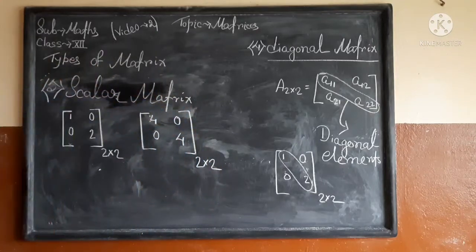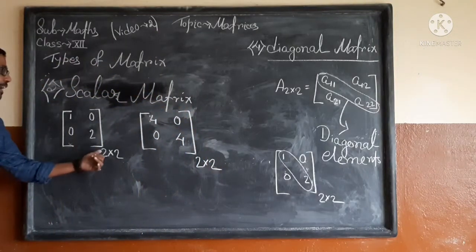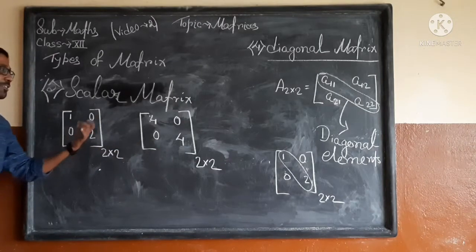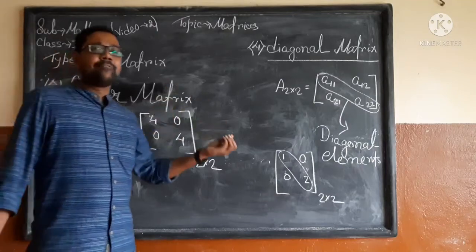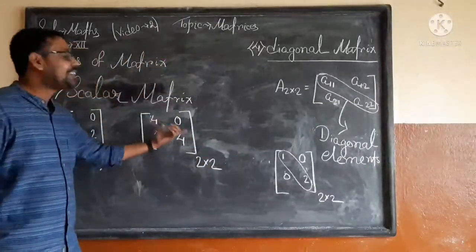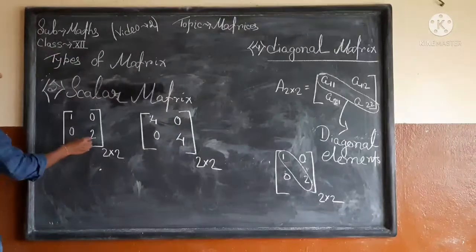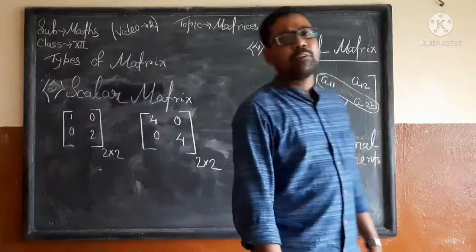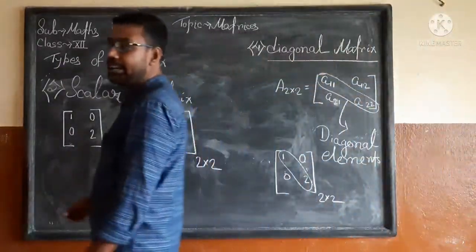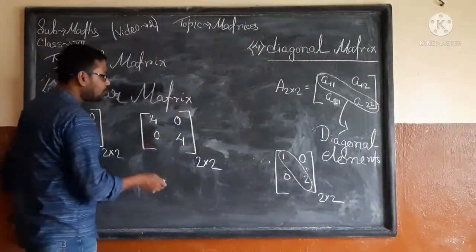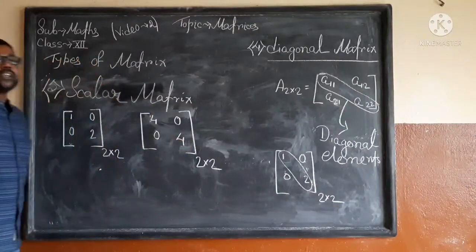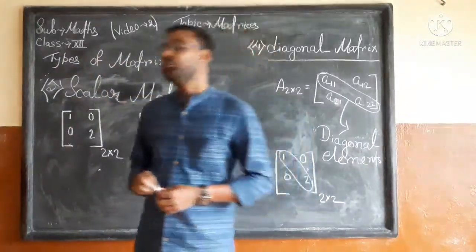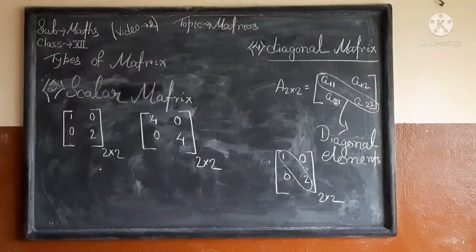So what is the difference? This is also a diagonal matrix, and it is also a diagonal matrix that has a specific name, that is called the scalar matrix. The difference is that in the diagonal matrix the diagonal elements contain different values, positive or negative, but in this one, all the diagonal elements contain the same value. So this is the example for the scalar matrix.